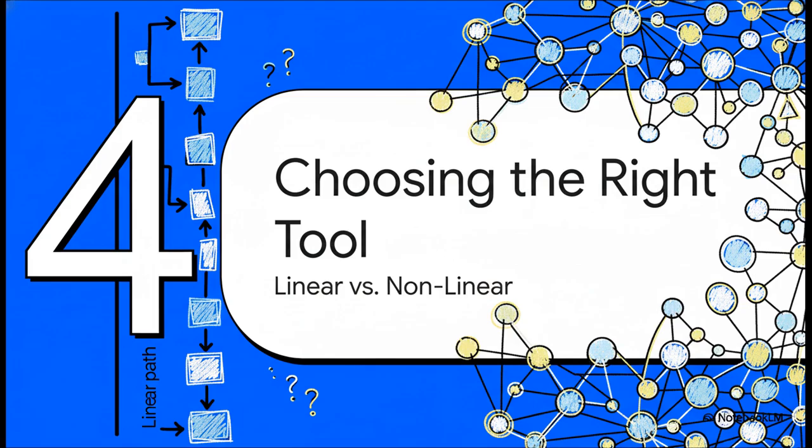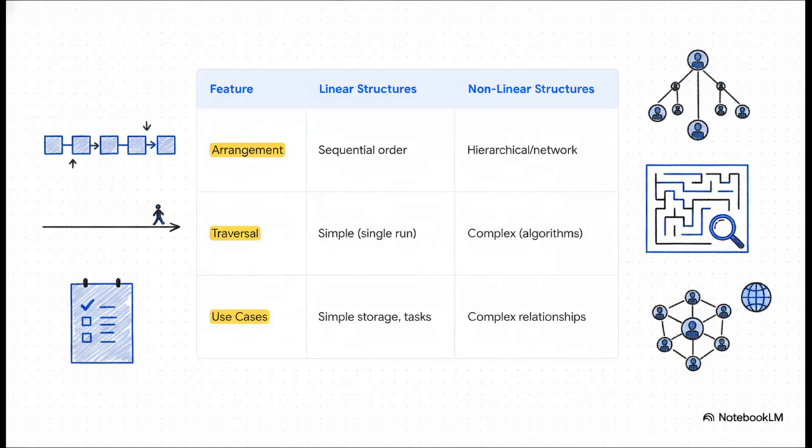So there we have it. These two big families of structures: the straight and narrow linear path and the complex, branching, nonlinear web. So the big question is, how do you decide which one to actually use? Well, let's just lay it all out. Linear structures arrange data in a simple sequence, which makes them really easy to just step through from the beginning to the end. Nonlinear structures, on the other hand, create these complex hierarchies or networks, and you need more complicated algorithms to find your way around them.